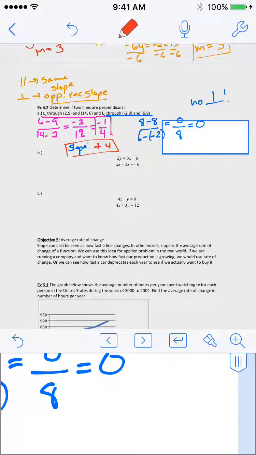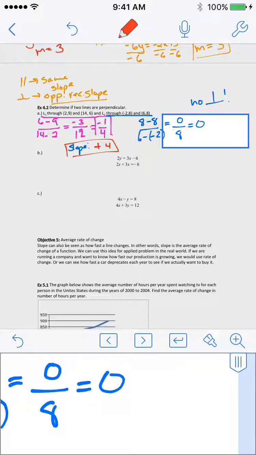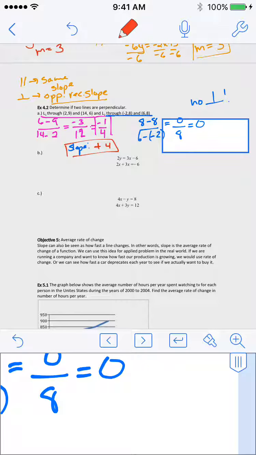Interesting, right? Well, first off, 0 is neither positive nor negative, so it doesn't have an opposite part. So it wouldn't be positive or negative. So that's already hard. What about the reciprocal part? If I have 0 over 8, what's the opposite of that? 8 over 0.